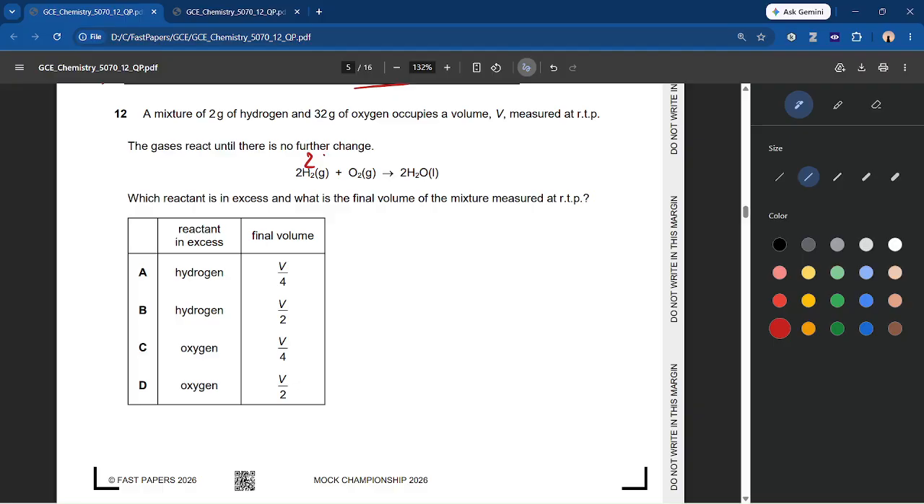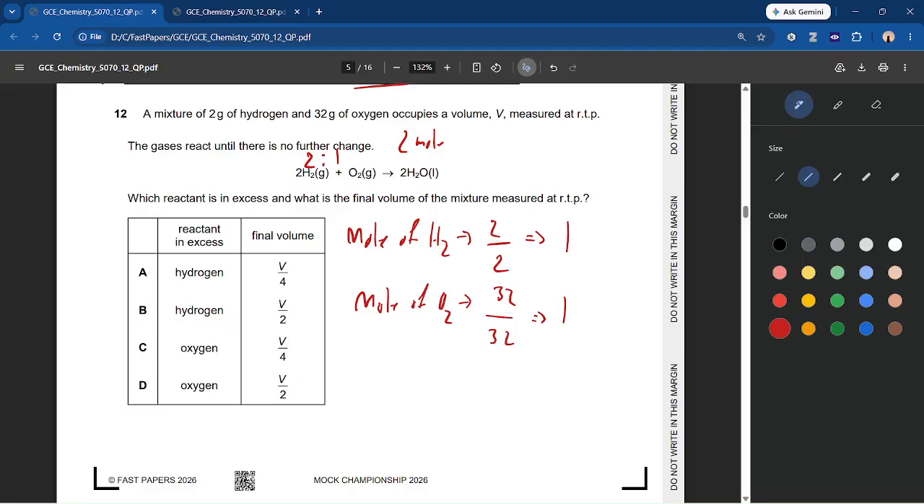So it has a molar ratio of 2:1. So let's find out the moles of H2. This will be 2 grams divided by 2, because H2, so this will be 1. And moles of oxygen is going to be 32 divided by 32, because O2, so this is 1. So the way this goes is that 2 moles of hydrogen react with 1 mole of oxygen.